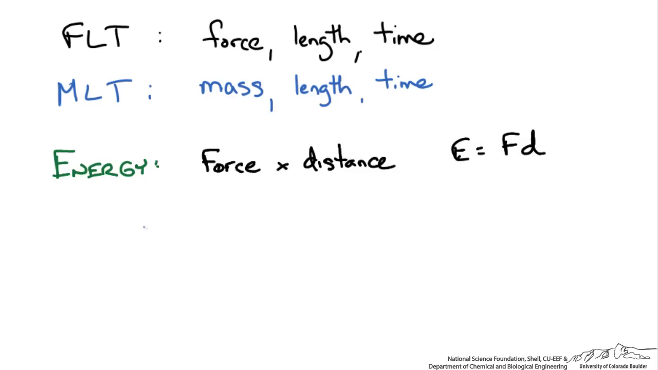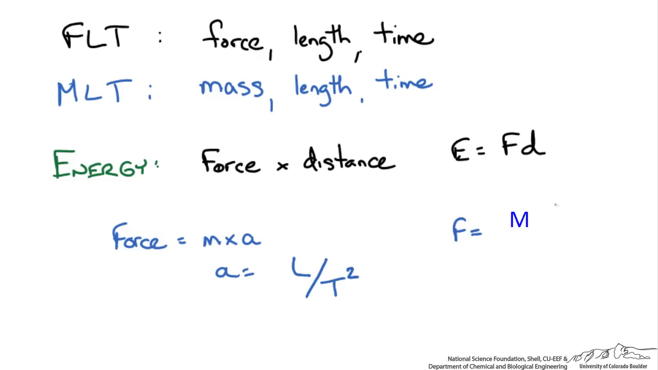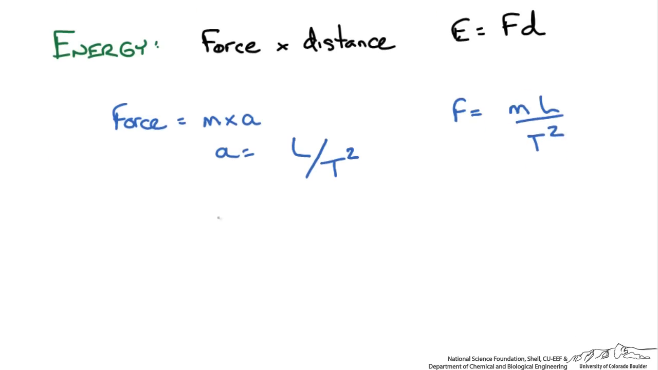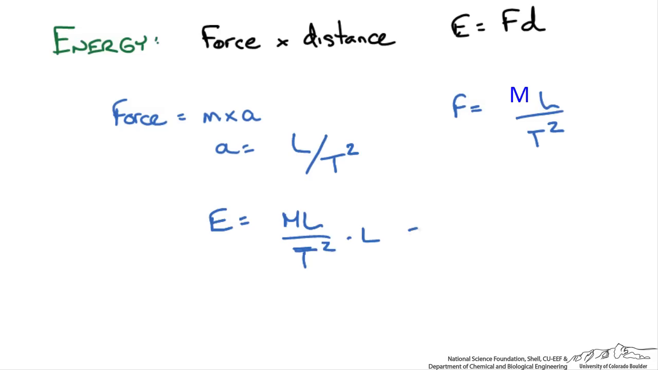However, in the MLT system, we have to rewrite force in terms of mass and length. And we know that force can be calculated as a mass times an acceleration. We know acceleration to be a length per time squared. So if we put force in terms of the MLT system, we're going to see that force is mass times a length divided by t squared. So then we could rewrite energy in terms of the MLT system, and this results in a mass times a length squared times t to the minus 2 in terms of its units.